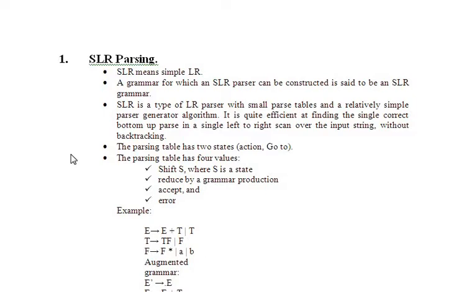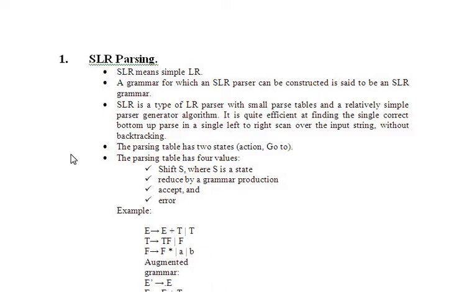So in SLR, first you have to generate augmented grammar. So what is augmented grammar? If any grammar G has starting symbol S, then the augmented grammar is the new grammar G dash, in which S dash is a new start symbol such that S dash gives dot S. So what is the purpose of augmented grammar? To indicate to the parser when it should stop parsing and announce the acceptance of the input.